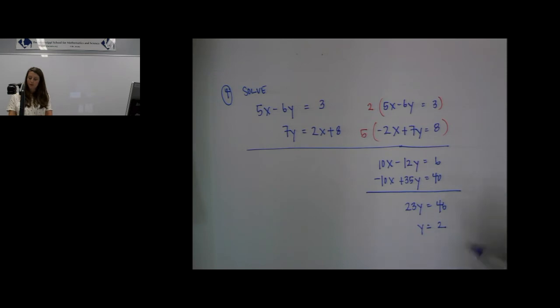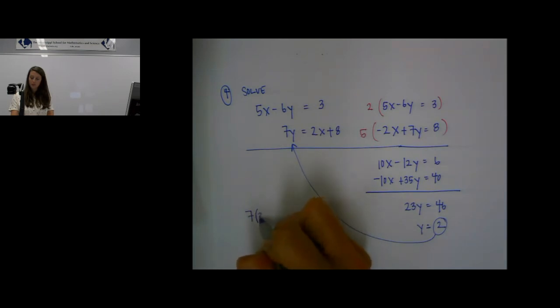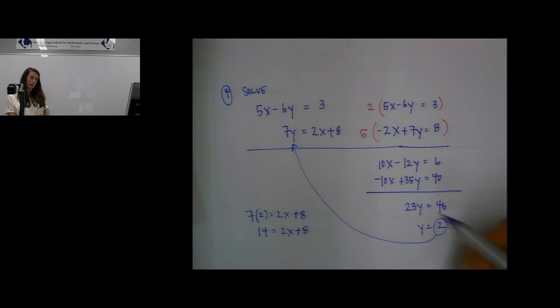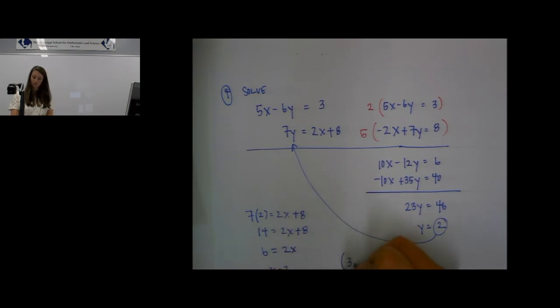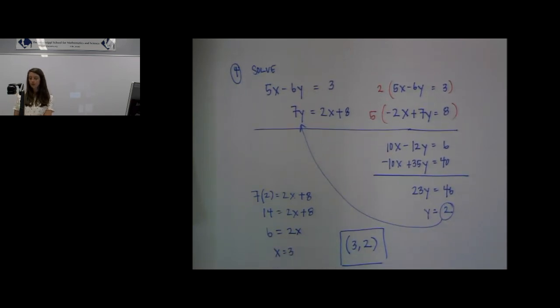You're going to go to the very beginning, one of them, it doesn't matter. I'm going to go right there to that one. So I'm going to have 7 times 2 is equal to 2x plus 8. So that's 14 is equal to 2x plus 8. Subtract your 8, so you're going to get 14 minus 8, which is 6. Divide both sides by 2, so x is going to be 3. All right, so that is by elimination.